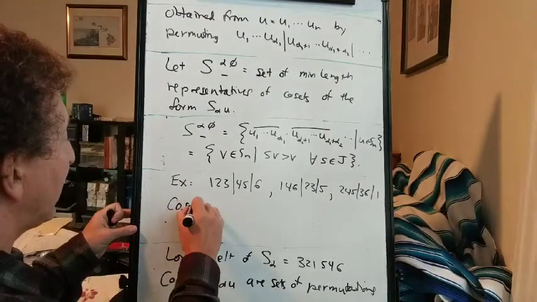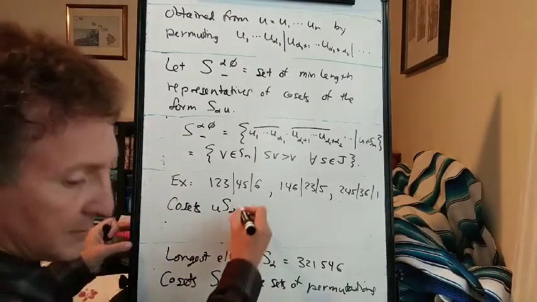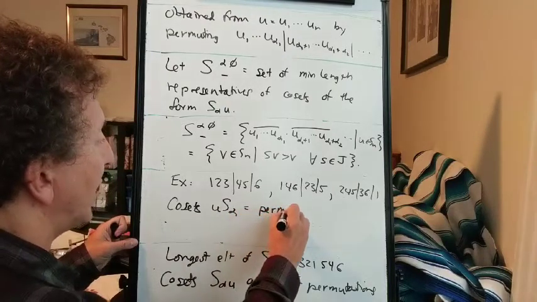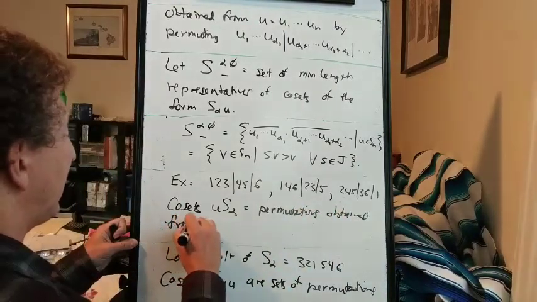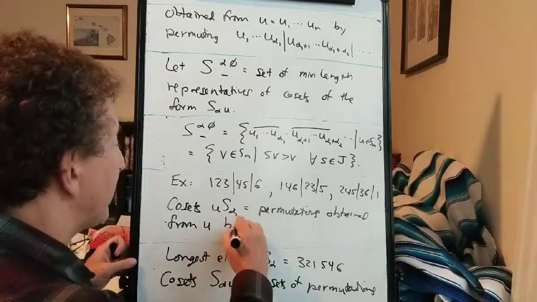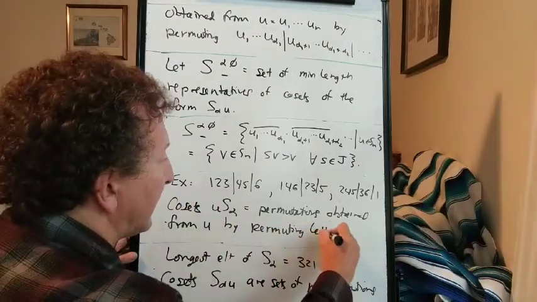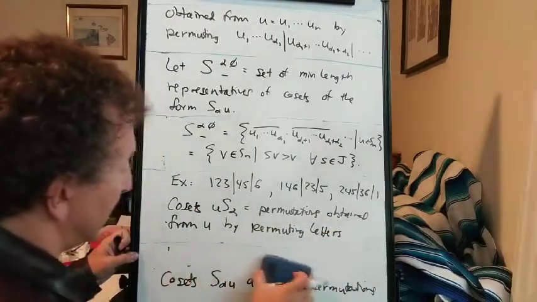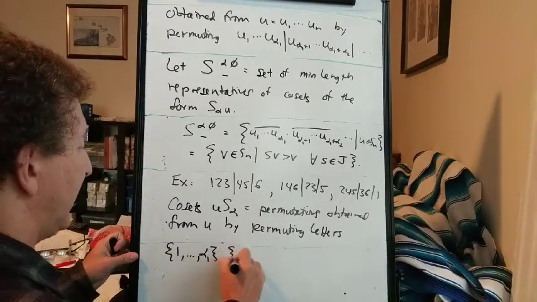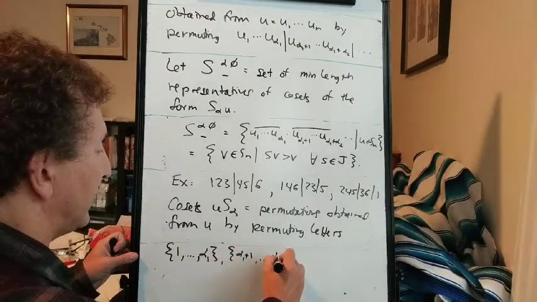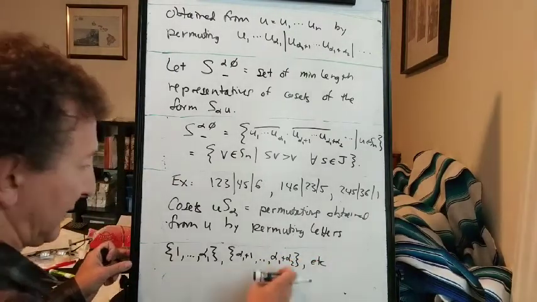Now, cosets U S alpha, so I've got U on the other side now, are permutations obtained from U by permuting the letters themselves, 1 through alpha 1, and alpha 1 plus 1 through alpha 1 plus alpha 2, etc., amongst themselves. So we get to permute these letters amongst themselves and these letters amongst themselves.